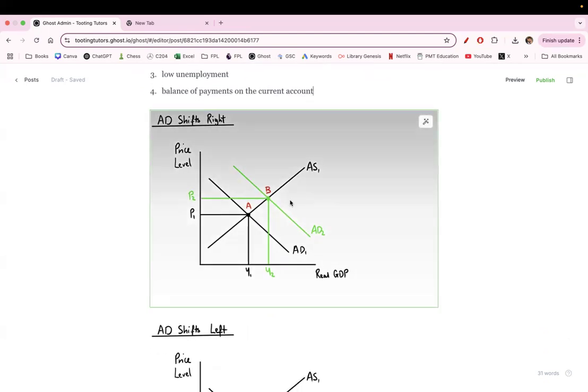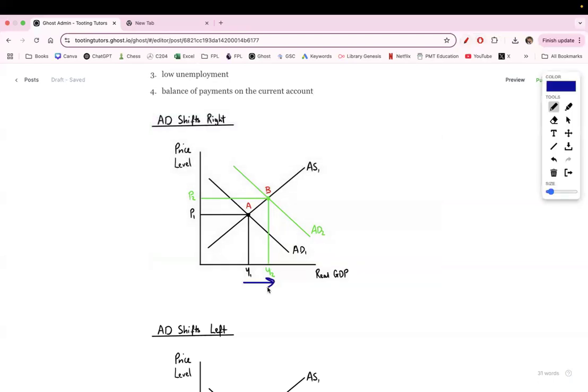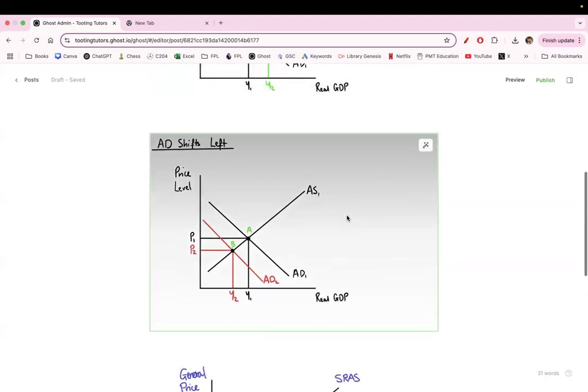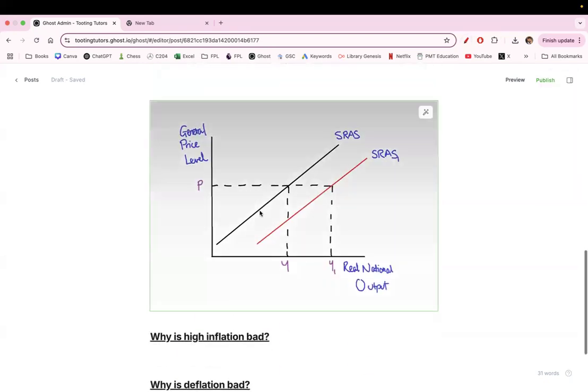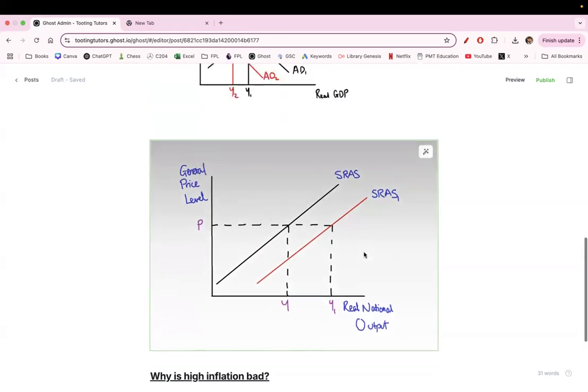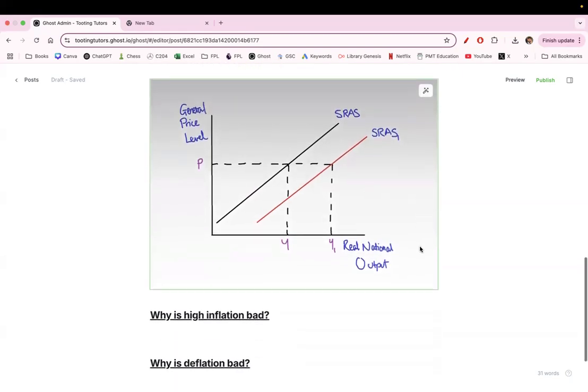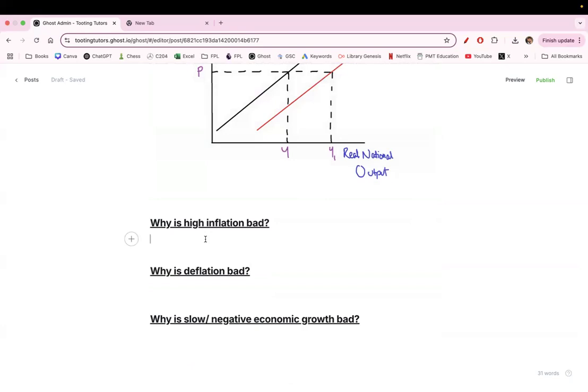For example, you have a right shift in AD, and you have Y1 going to Y2 and P1 going to P2. And you have one where you have Y1 going down to Y2 and P1 going down to P2 and so on. And this diagram's not fully with AD, but the same with SRAS shifting. So I wanted to help you explain how to actually write about those things in a bit more detail.